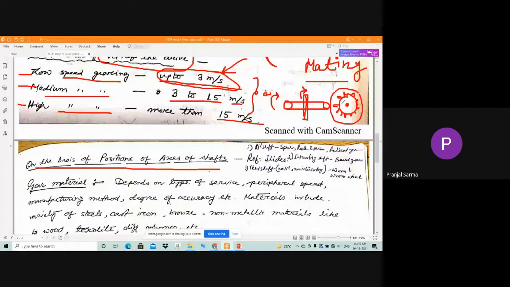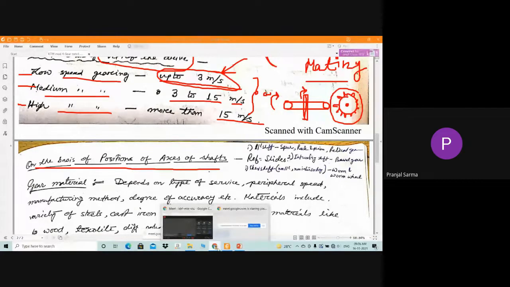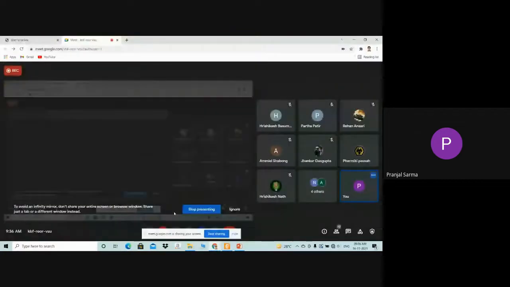The intended purpose is transmission of motion or power from one shaft to another. So in that case, do you think that a single gear can do this work? Anyone? If I have a single gear, is it going to work as intended?